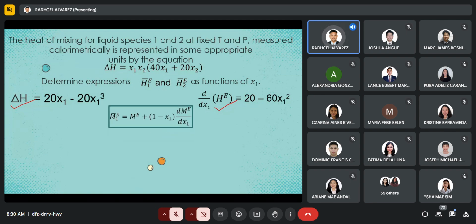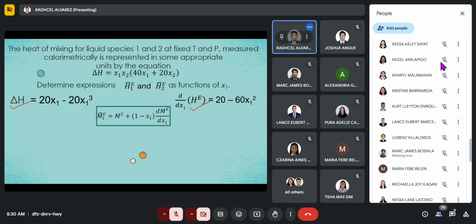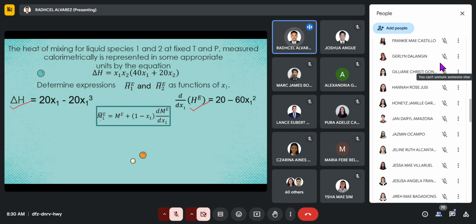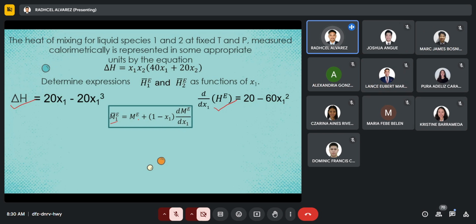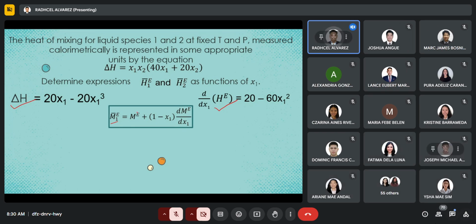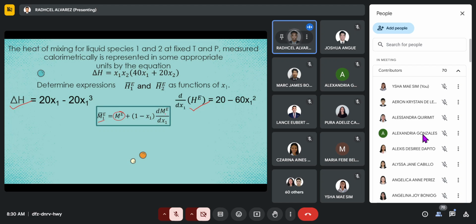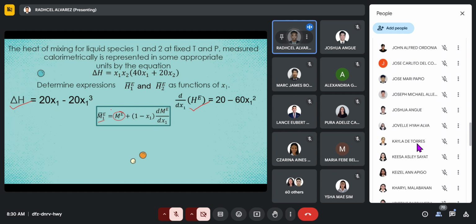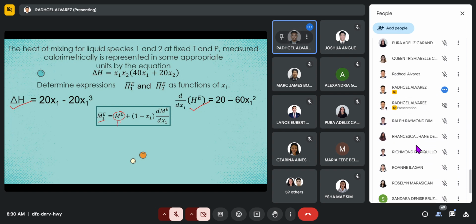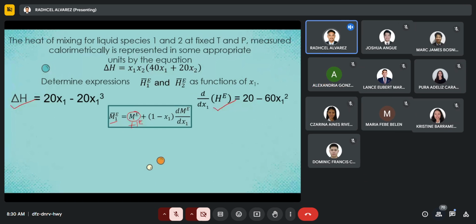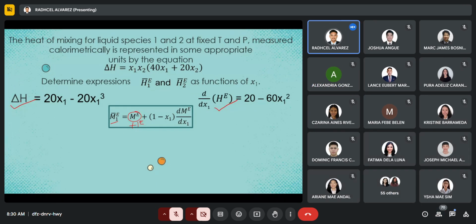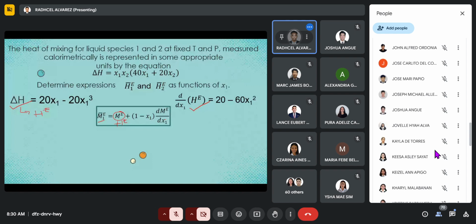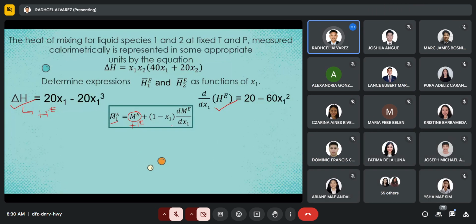Now, let us recall the formula. Ito yung formula natin for partial excess property. So sabi natin, meron tayong partial excess property ni M1 ay equal kay ME or excess property ni M plus 1 minus x1 times the derivative of your excess property with respect to x1. Ano? So meron na tayo ditong HE. So sabi natin, ang delta H ay equal lamang din kay HE. So, meron na tayong HE. Tapos, meron na rin tayong DHE over DX1.